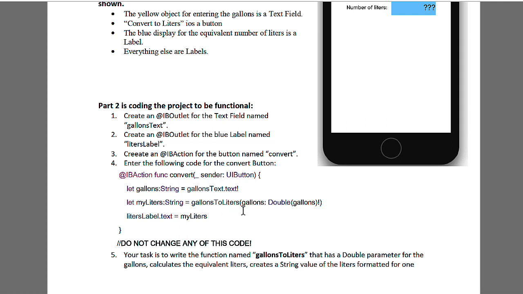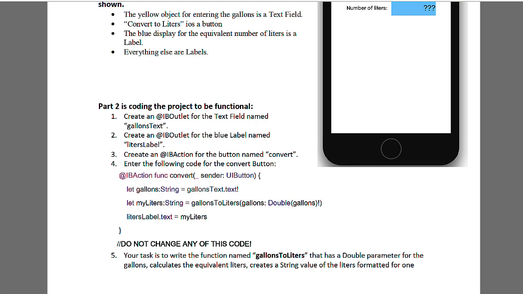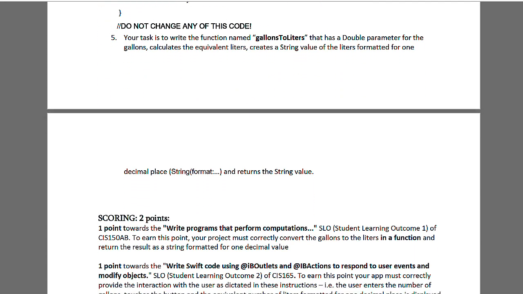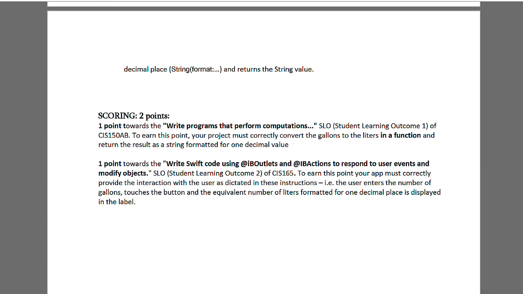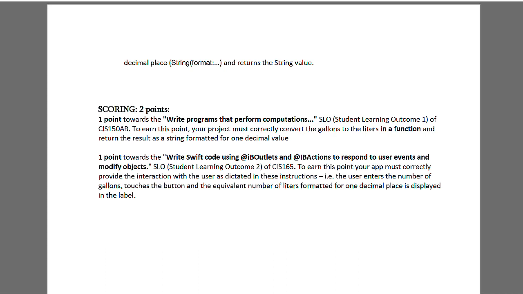And then we're going to write a function that takes that double parameter, does some calculations, and returns a string of the equivalent number of liters. And we'll display that then in our liters label. So we're going to get some practice writing a function. And in essence, we are writing programs that perform computations.